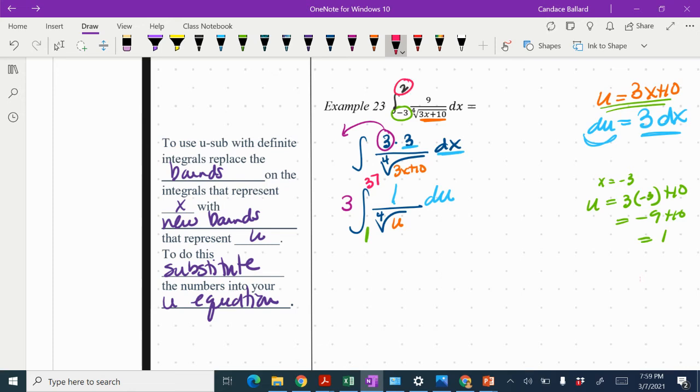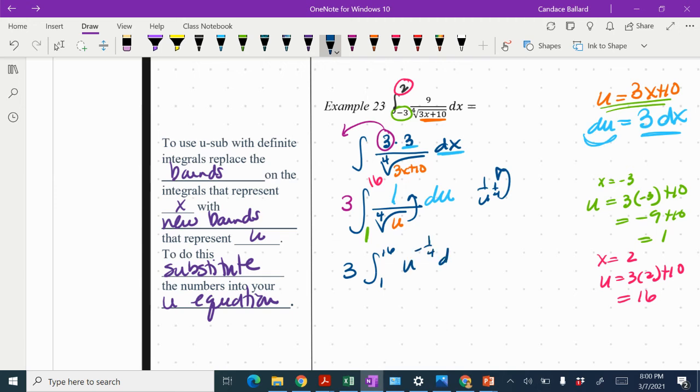All right, so we're going to take that 2 and substitute it in. So x equals 2, so u equals 3 times 2 plus 10. 3 times 2 is 6, plus 10 is 16. So my new upper bound is 16. It's going to work out a lot better for us. Before I can integrate this, I'm going to bring this upstairs. I'm going to convert it to the 1/4 power, because it's really u to the 1/4, and then bring that upstairs. So I'm going to have u to the -1/4 du.